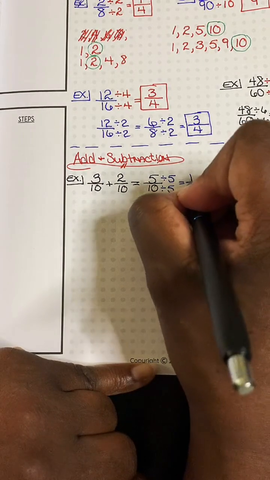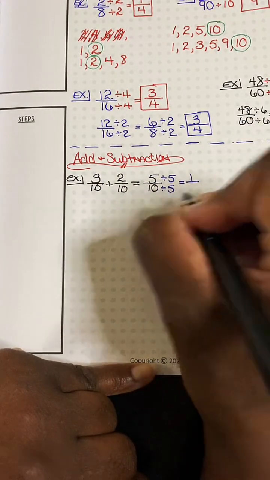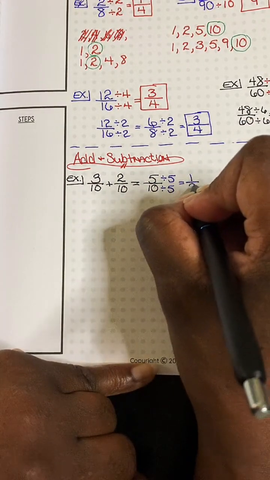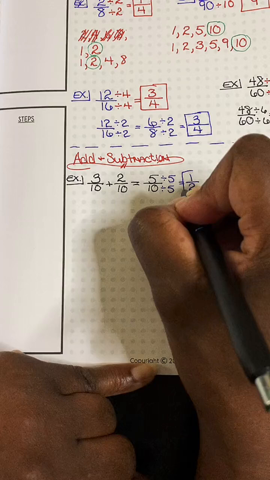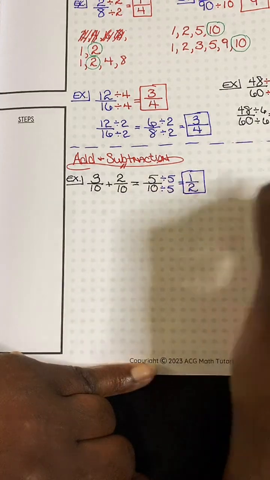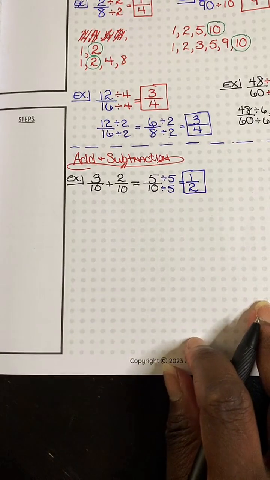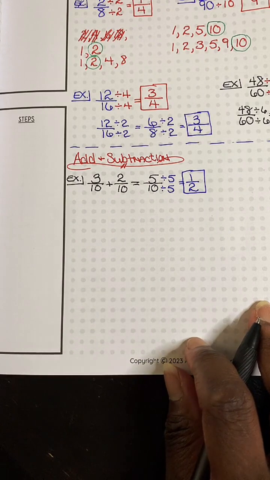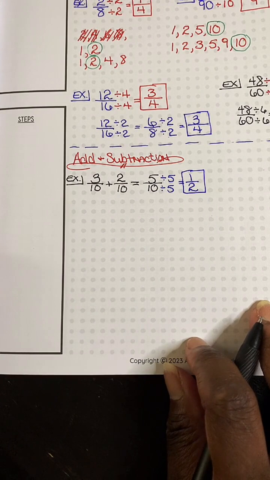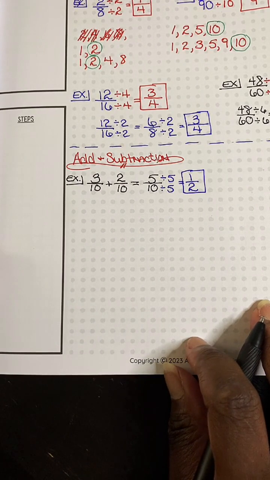So 5 divided by 5 gives me 1. 10 divided by 5 gives me 2. Okay, so we have our 1/2. So common denominators, pretty much easy. Okay. All right, so that we have that 1/2.